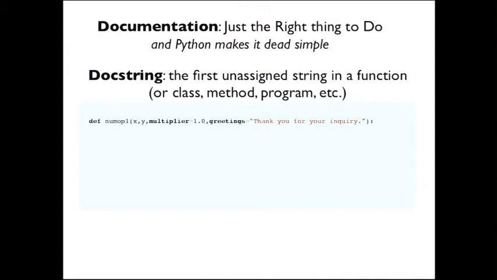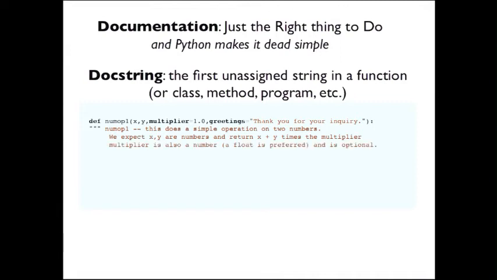Anywhere essentially you have a block that you want to create this doc string, you can do it with triple quotes. You could do it with a single quote. I'm doing it as a triple quote here because I'm going to break across a couple of different lines. And what I have is more or less just a description of what this thing does. Numop1, this does a simple operation on two numbers. We expect x and y are numbers and return x plus y times the multiplier. Multiplier is also a number. A float is preferred and is optional. It defaults to 1.0. You can also specify a small greeting as a string. So you notice I didn't assign this to any variable.